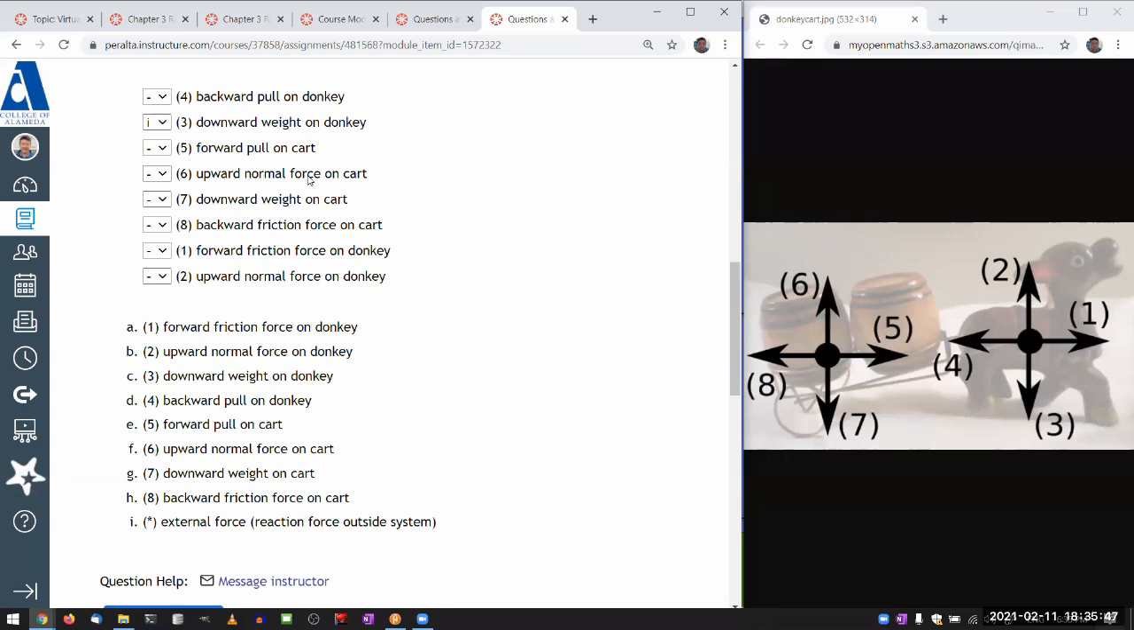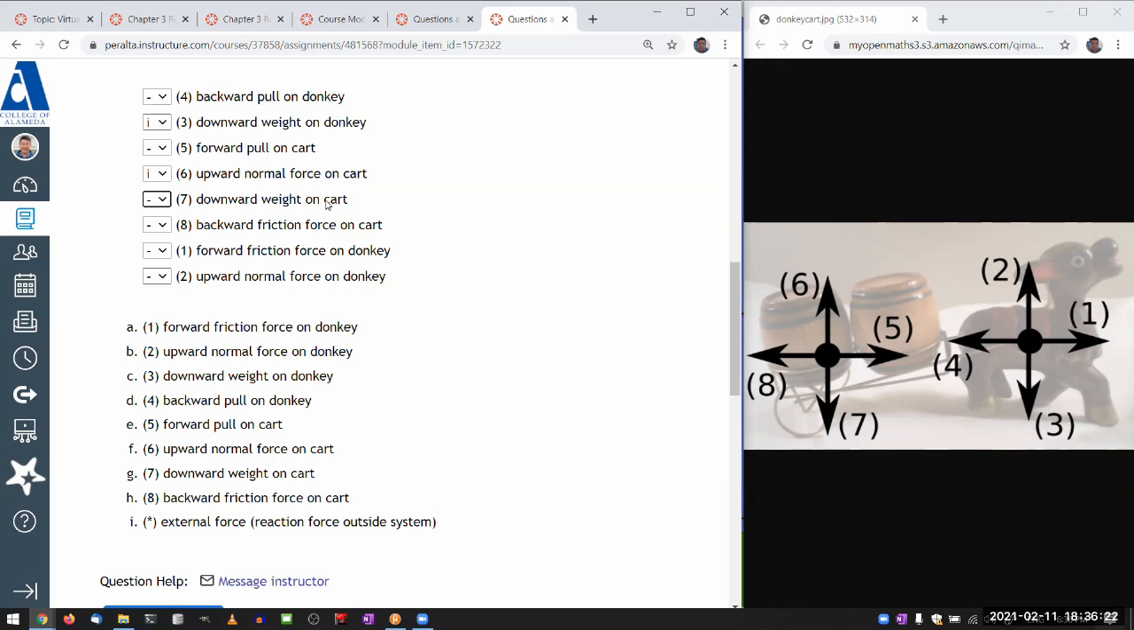Okay, upward normal force on cart. Number 6, that's this force here. I'm trying to think about what object could be pushing the cart upward. I'm looking at the things that are touching the cart or things that could be exerting gravity on the cart, and I just see the ground. The ground is supporting the cart, and that's what provides the supportive force. That should be an external force because the ground is outside my system. So this is an external force.